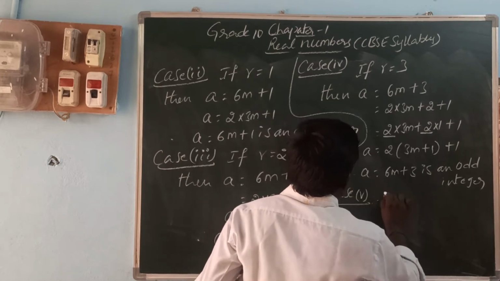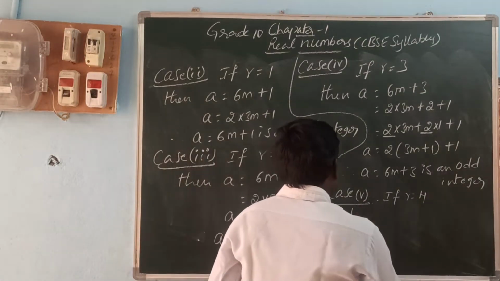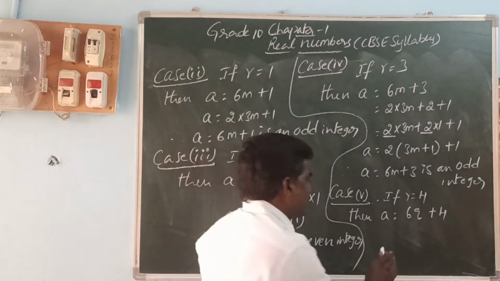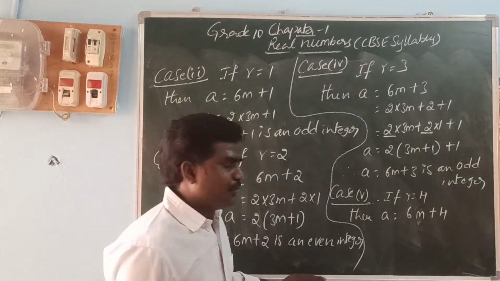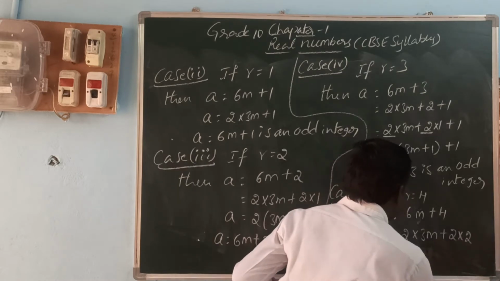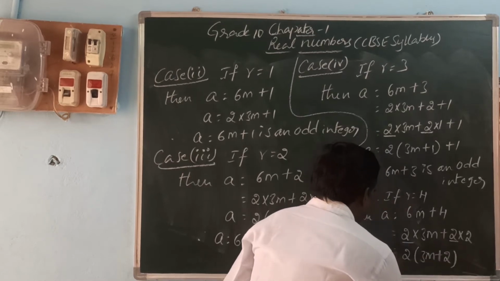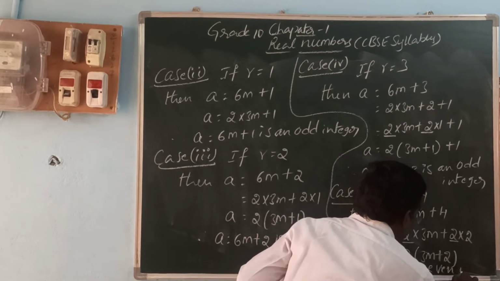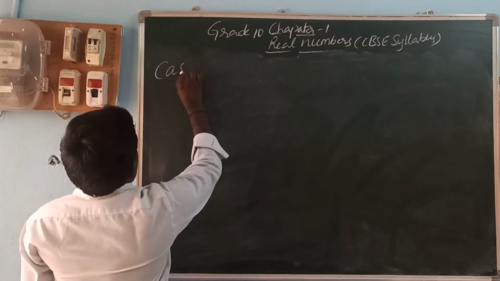Next, case 5. If the remainder is equal to 4, then a is equal to 6m plus 4. How can you write 6? 2 into 3. And 4? 2 into 2. So that is a equal to 2 into 3m plus 2 into 2. In this, what is common? 2. Taking 2 outside, what remains? 3m plus 2. Therefore, a is equal to 6m plus 4 is an even positive integer. Next, case 6.